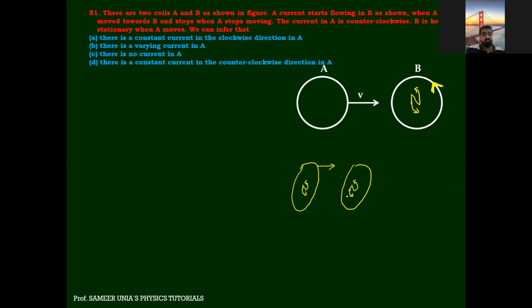Hello, are you understanding? I'll represent this like this. This is north and this is south. Are you getting my point? North is coming near, therefore it will produce north. ये तो सही है. When A is moved towards B and stops, when A stops moving, the current in A is counterclockwise. B is kept stationary when A moves. We can infer that. Balse, what can you infer?